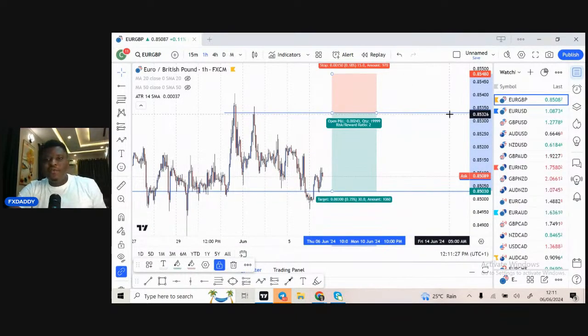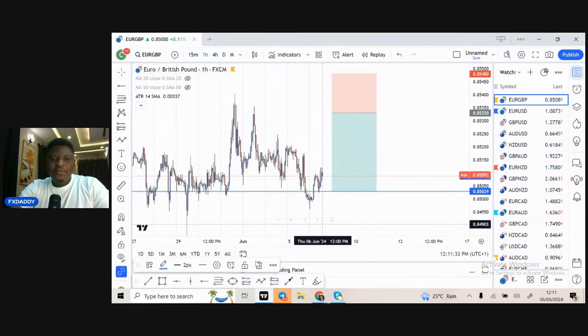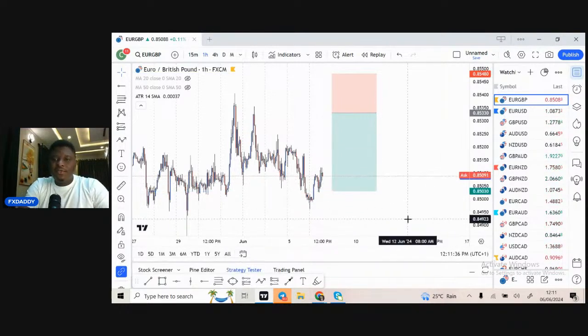So that's the entry on EURGBP. Let me type it on the chart for you. We are going in for a sell limit order on EURGBP. EURGBP sell limit. I'm typing the entries for you. Sell limit at 0.85330.